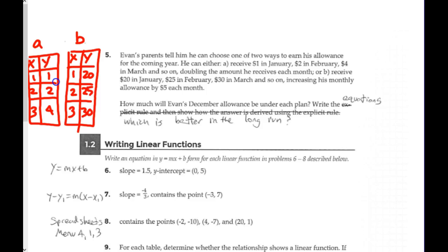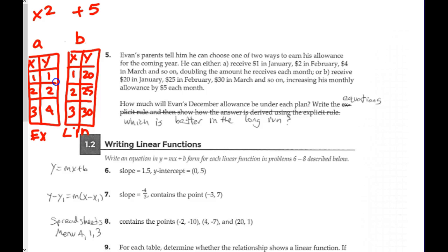So I'm looking at these. B starts higher at 20, right? But it's only adding 5 each time. But on the A, it starts at 1, but each time I can see it's doubling. 1 times 2 is 2. 2 times 2 is 4. Okay? So again, this is exponential, and this is linear.